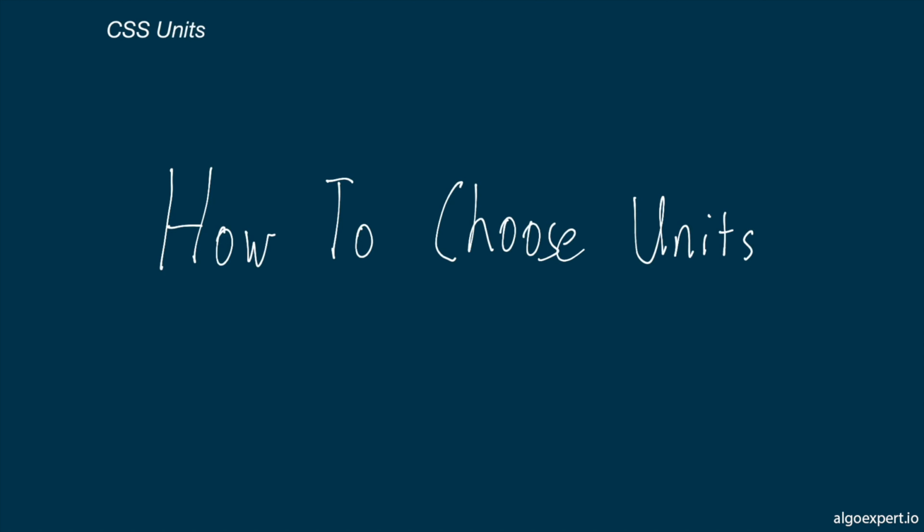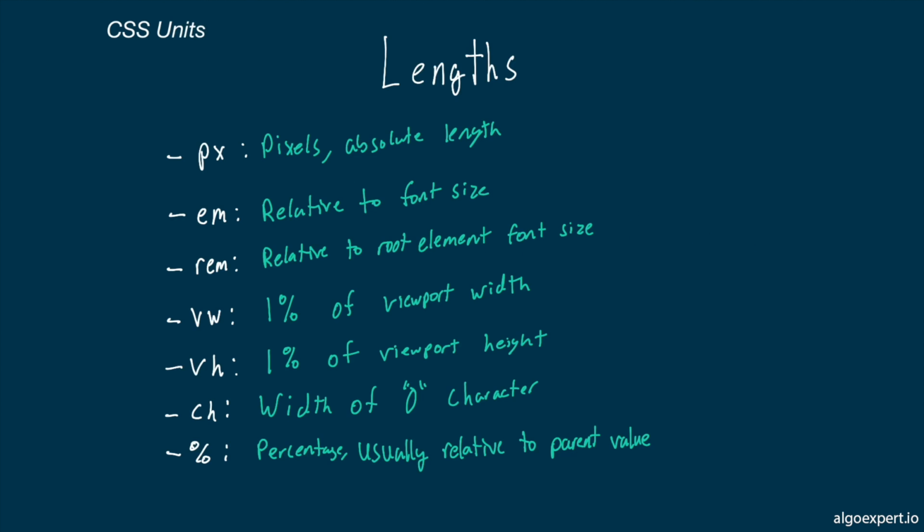In this video, we will be discussing the various units in CSS and how to choose which ones to use. To get started, let's look at the various units that we can use for lengths. These can be used for properties such as width, height, font size, margin, and a bunch more. The most basic of these units is pixels, which uses the px unit.